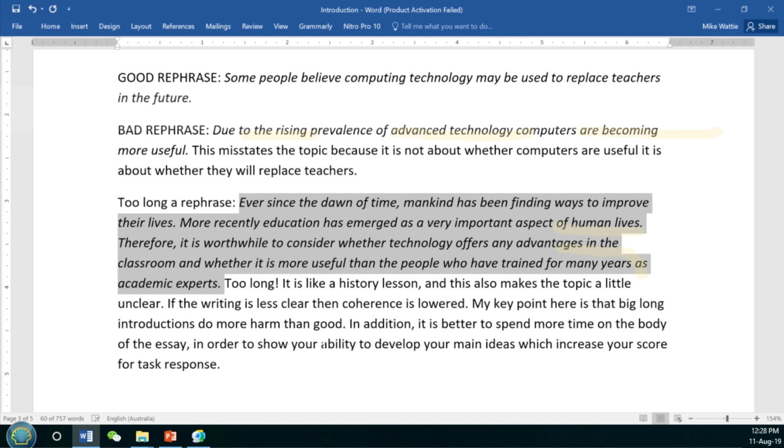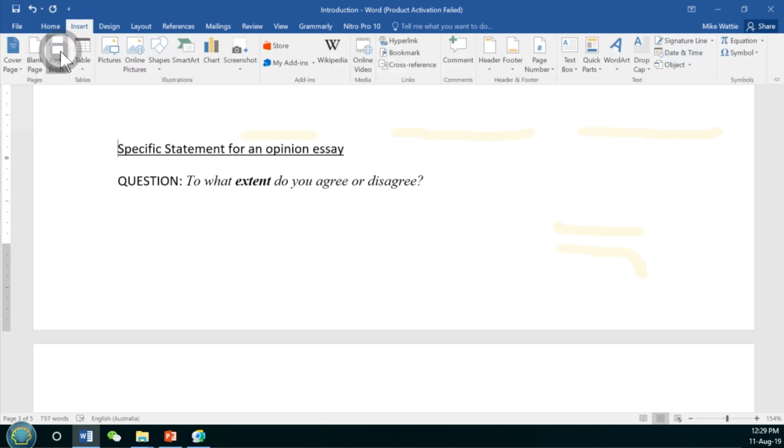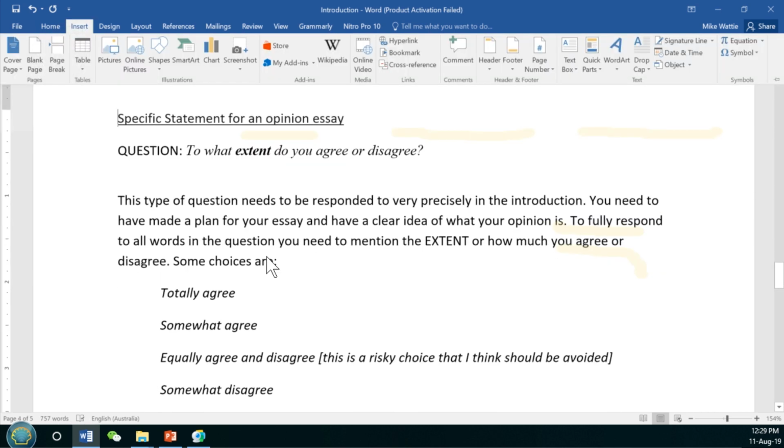And I always think that if you write your introduction well, the examiner or the reader could guess what the topic is, what the questions are, even without seeing the task instructions. So this, for me, is an ineffective introduction because it does not clearly introduce the topic or the questions, what the essay is about. And then we move on to the specific statement for this essay.